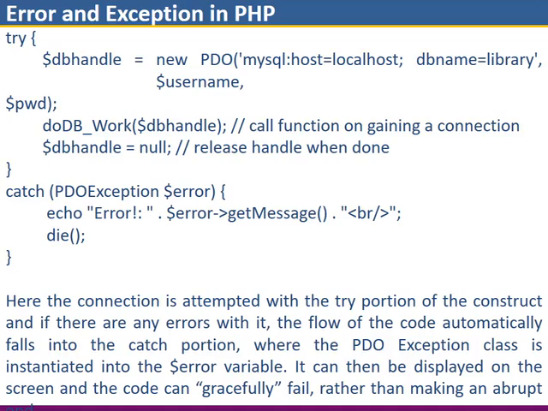And $dbh equal to null releases the handle when done. When you are done calling the function, setting the db handle equal to null means you release the handle. So you close the connection, because you are done with it.